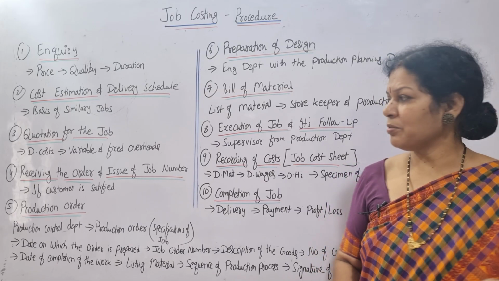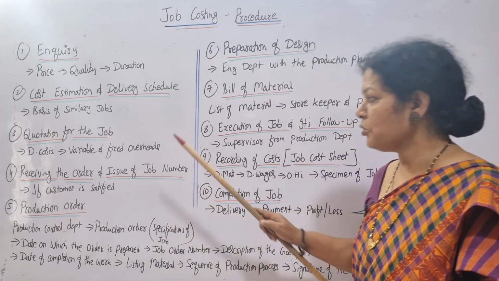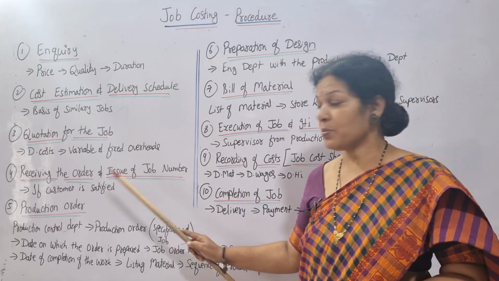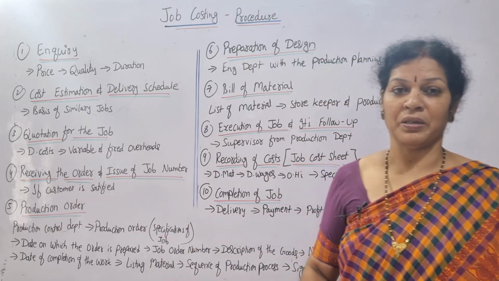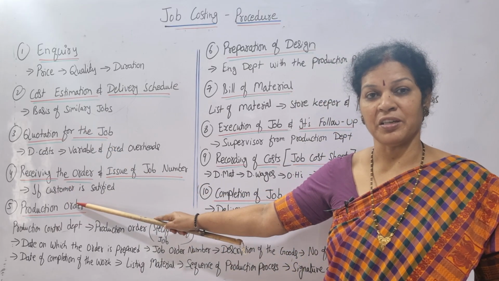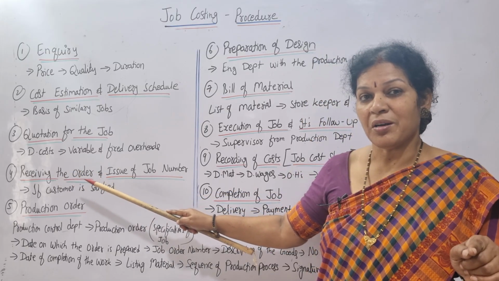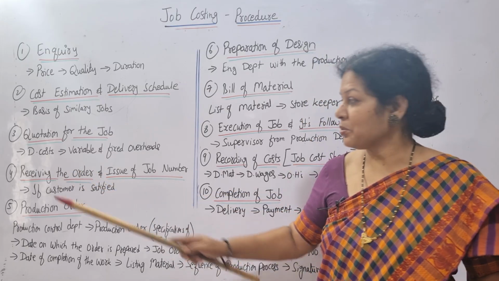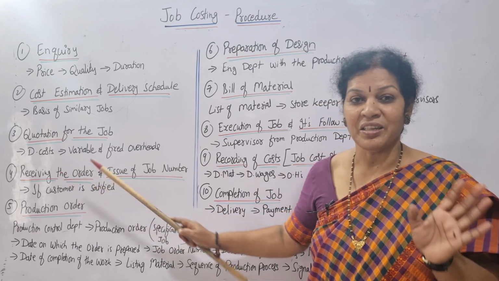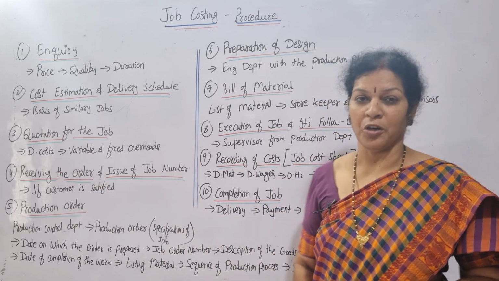Once the customer receives the quotation, the next step is receiving the order and issue of job number. This is possible if the customer is satisfied. The customer got the quotation in the previous step. If the customer is satisfied, he is going to give the order. When he gives the order, we receive the order. That is why we say receiving the order from the customer and issue of job number.